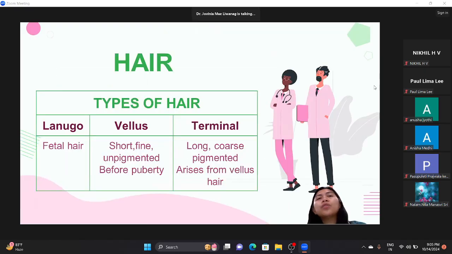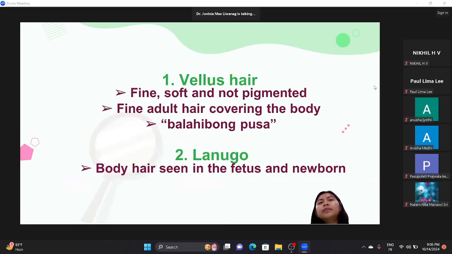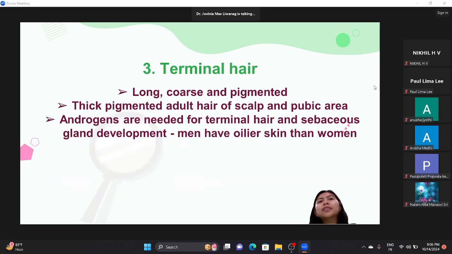So normally we have three types of hair. We have the lanugo, which is the fetal hair; the vellus, which is short, fine, and unpigmented, usually before puberty; and terminal hair, which is long, coarse, and pigmented, and arises from the vellus hair. So usually it's the cycle, vellus to terminal hair. We already talked about terminal hair.